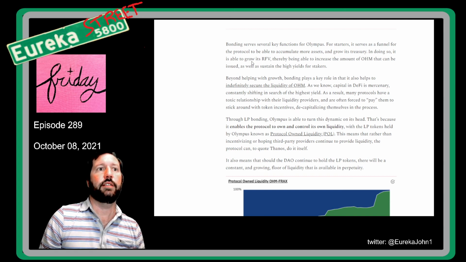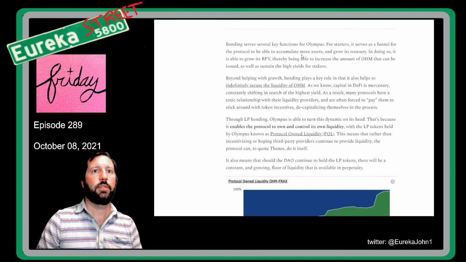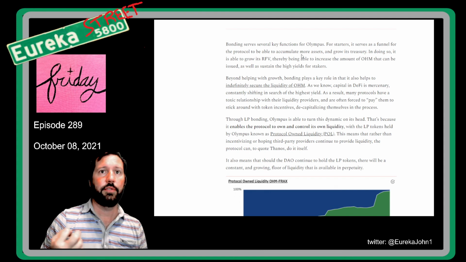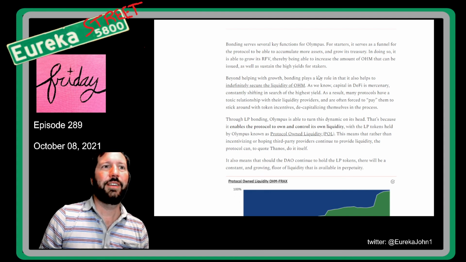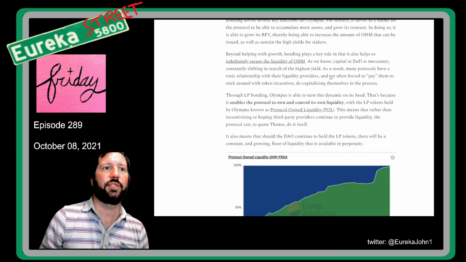All right, so bonding serves several key functions for Olympus. For starters, it's a funnel for the protocol to be able to accumulate more assets. It brings it into the protocol. So when you buy that bond, they buy your liquidity pool tokens, so you can't pull out of that liquidity pool anymore. In doing so, it is able to grow its RFV, risk-free value, thereby being able to increase the amount of Ohm that can be issued, as well as sustain high yield for stakers.